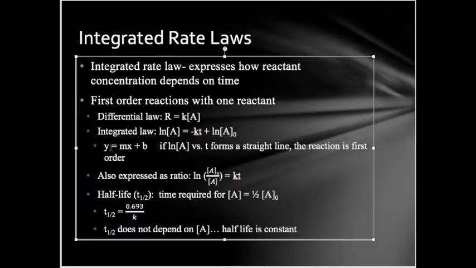So my y variable, my output variable, my dependent variable is the natural log of concentration. My input variable, my independent variable, my x variable is going to be time. The slope is going to be negative k. And the y-intercept will, of course, be the natural log of my concentration at time 0. What was my concentration at time 0? Take the natural log of that. That will be the y-intercept.